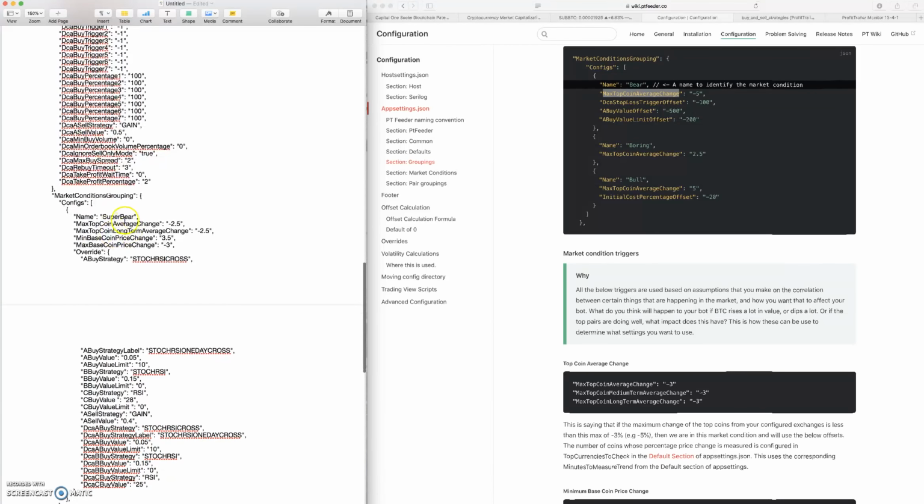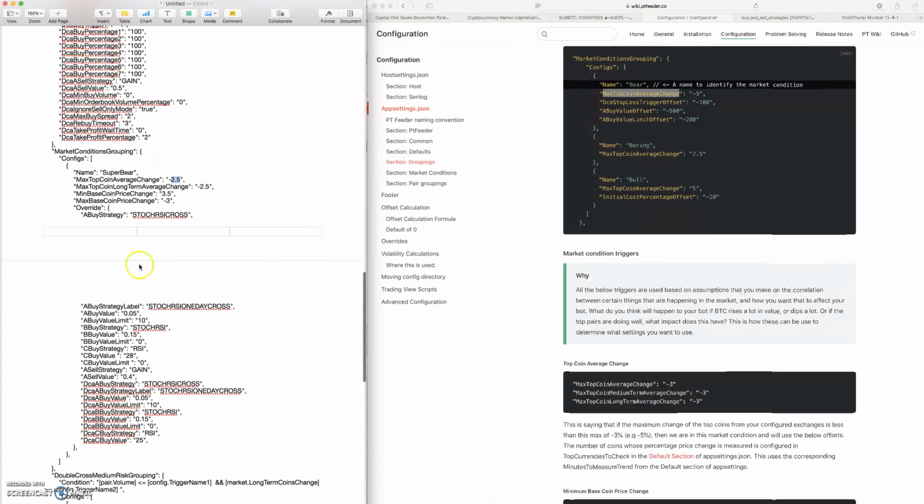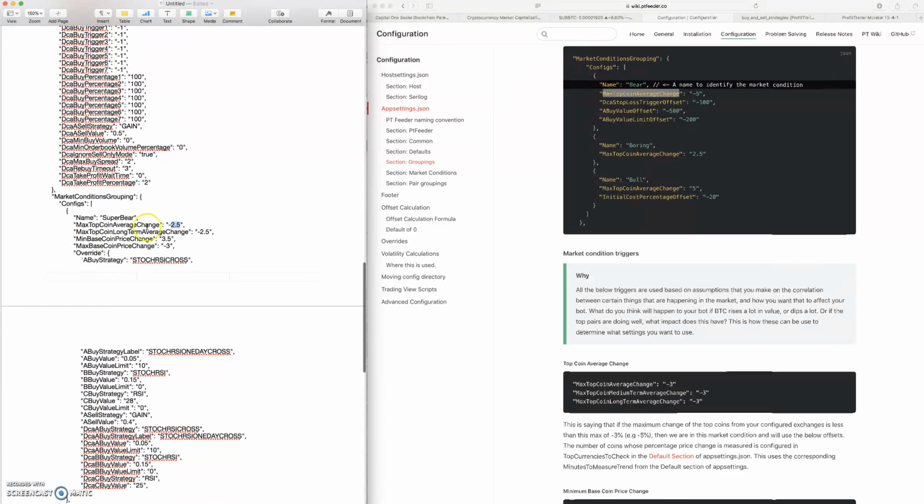You're in a bearish trend. And we use that here. So max top coin average change, negative 2.5%, then you're in a super bear category. Now, that's great. And in the past, we've updated our indicators in these sections.